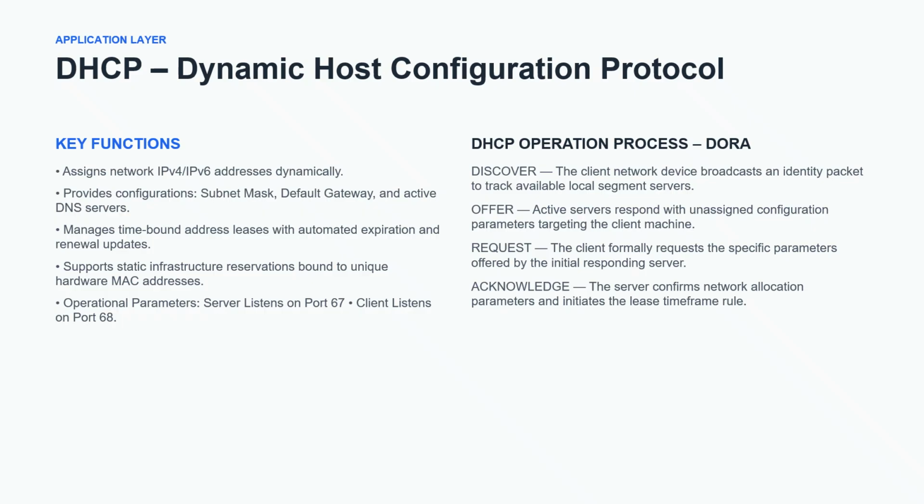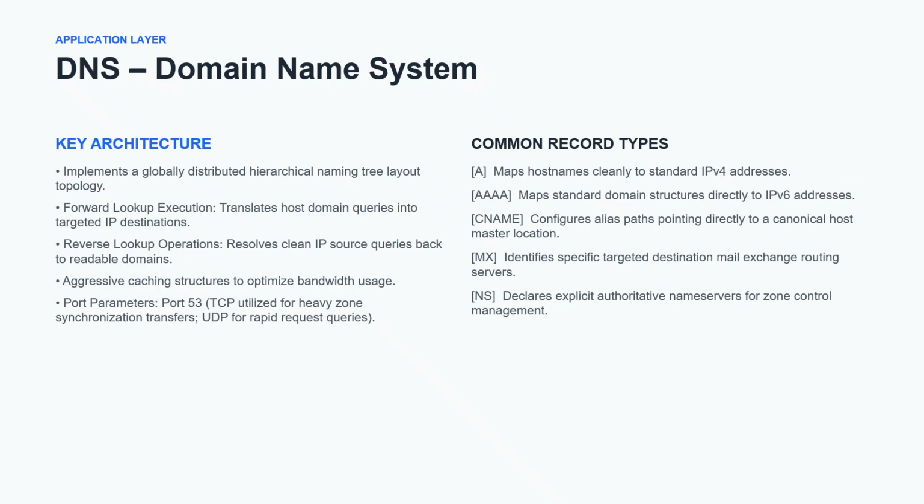DHCP process and DNS. The DHCP process follows 4 steps known as DORA. Discover: the client broadcasts a discover message to locate a DHCP server. Offer: the DHCP server responds with an offer message containing an IP address. Request: the client broadcasts a request message accepting the offer. Acknowledge: the DHCP server sends a message back confirming the lease.